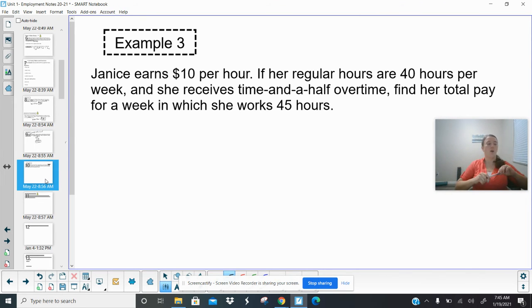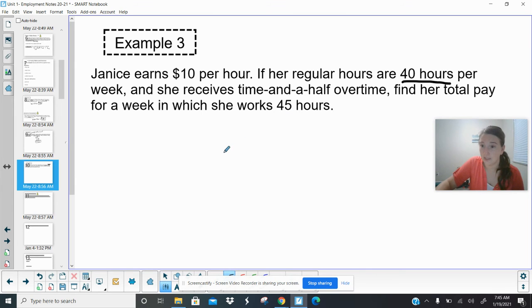Let's put this together now with talking about, okay, if you do work overtime, how much will you get paid total? So let's read through this. Janice earns $10 per hour. Now again, this is a normal pay, meaning on any hours up to 40, she gets $10 per hour. But she gets time and a half for any hours worked beyond 40. So we want to find her total pay for a week in which she works 45 hours.